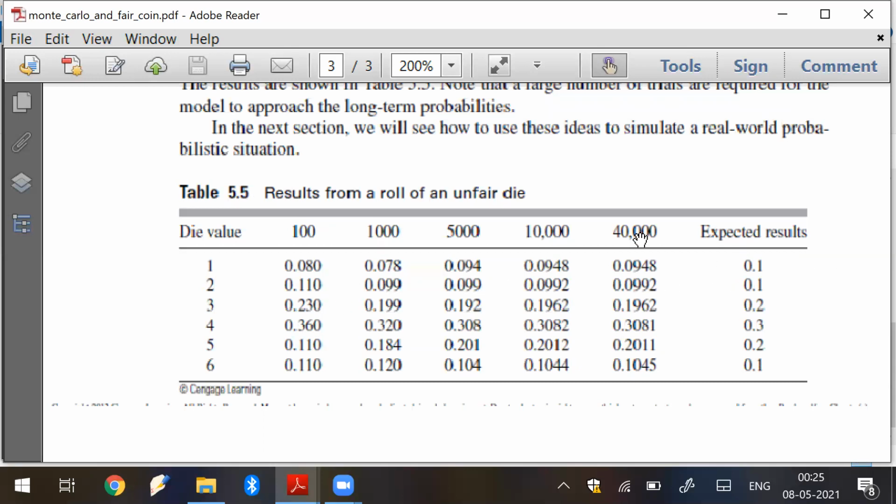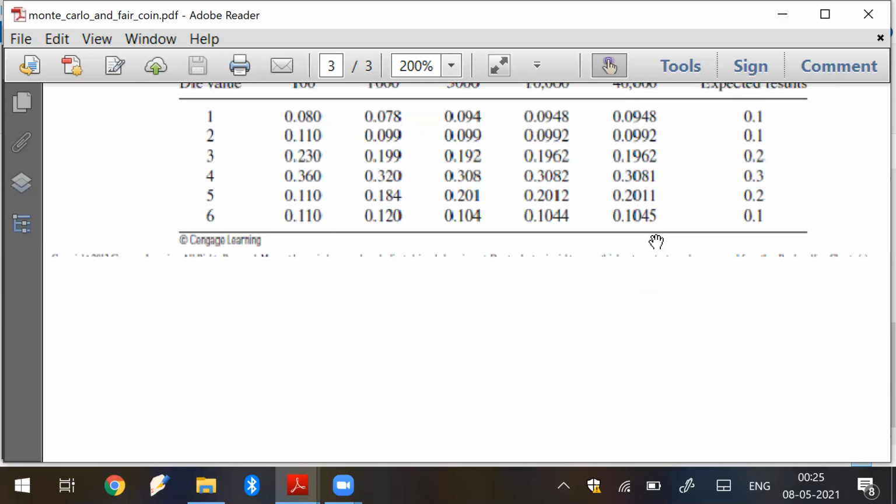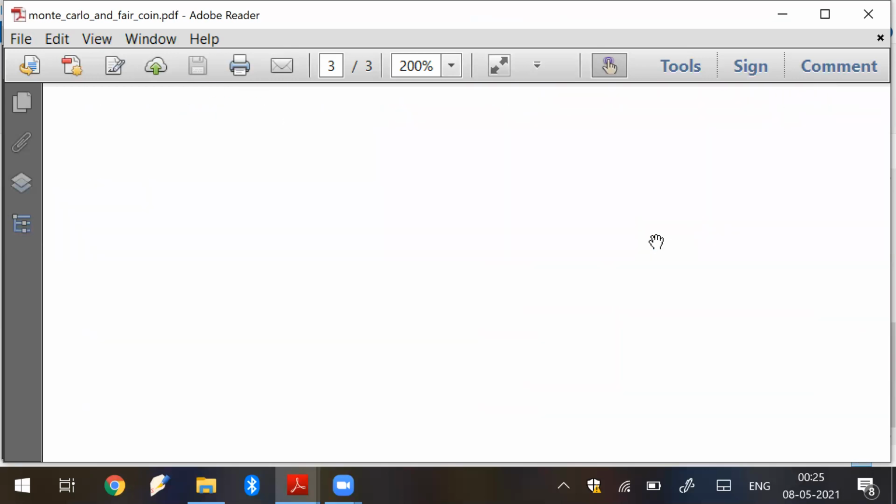So that obviously just implies the same thing, that if you increase the number of trials, that means you just generate more and more random numbers, your expected results are much more likely to be obtained. Okay. So let us stop here with this one.